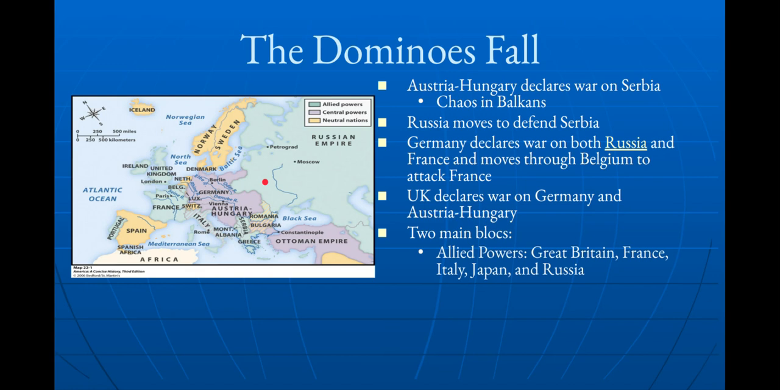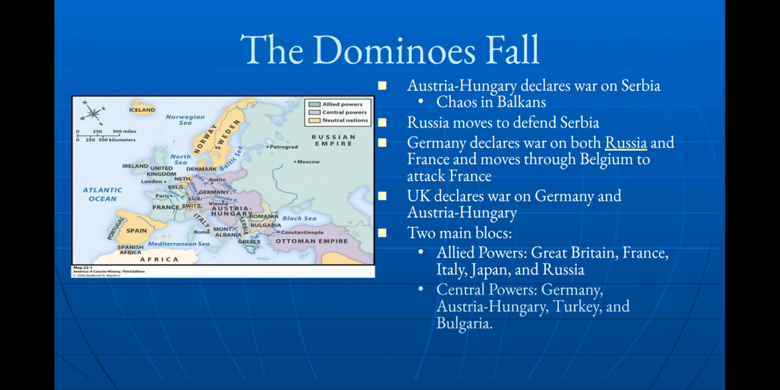So there's two main blocks now. Now we switch from calling them Entente and Alliance, and we start talking about powers. You have the Allied powers of Great Britain, France, Italy, Japan. Japan also fights on the side of the Allied powers, but I'm not going to get into too much about Japan today in relation to World War I. That's a story for another day.